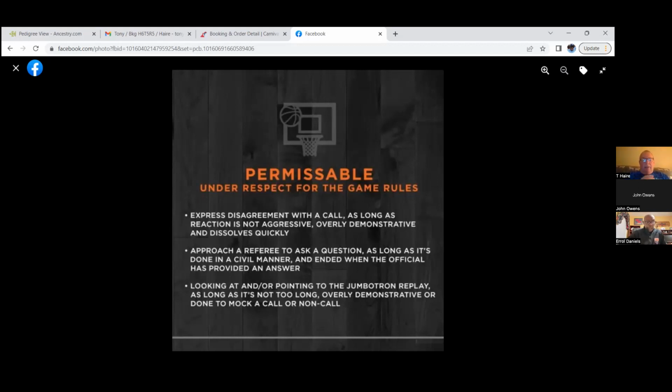Okay, guys, this is the last slide, and it's permissible under respect for the game rules. Expressing disagreement with a call, as long as the reaction is not aggressive, overly demonstrative, and dissolves quickly. Approaching a referee to ask a question, as long as it's done in a civil manner and ends when the official has provided the answer.